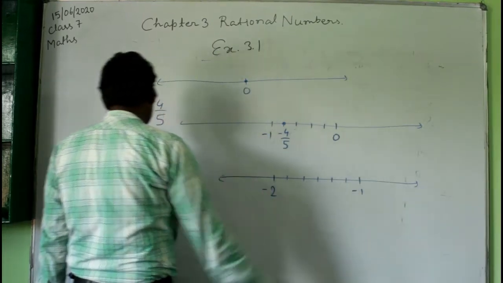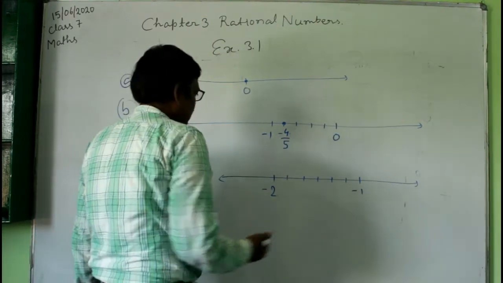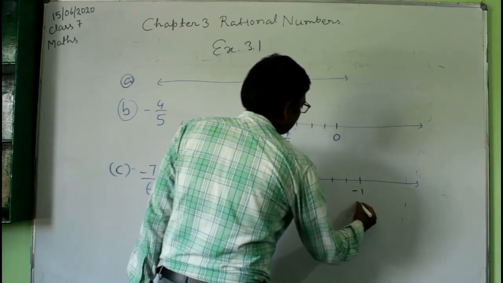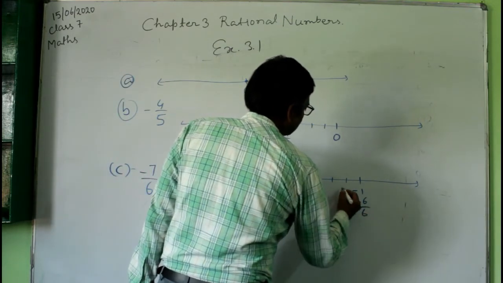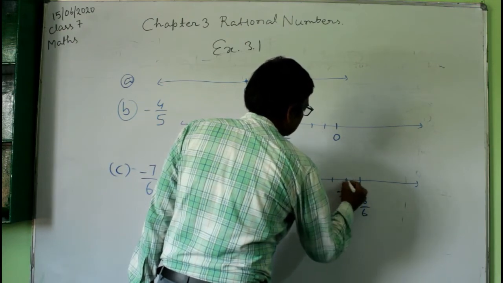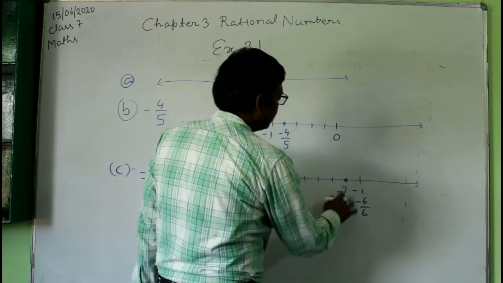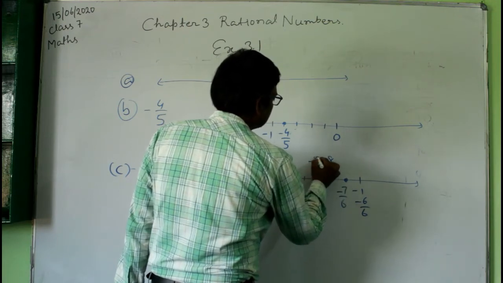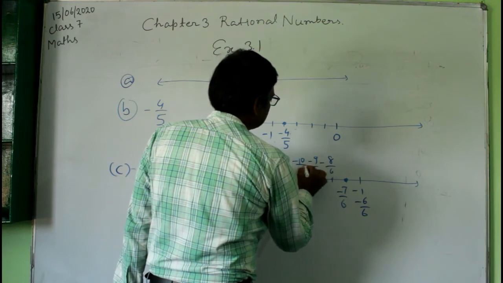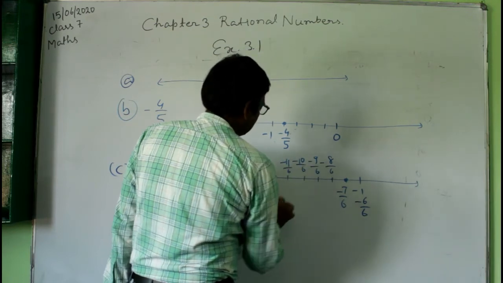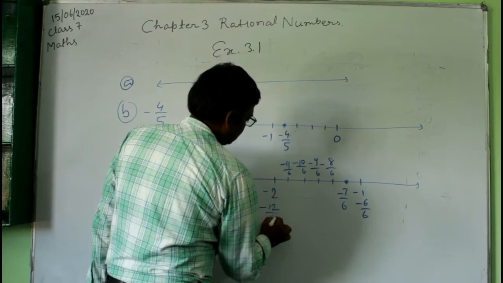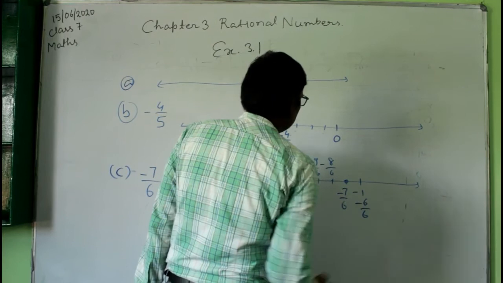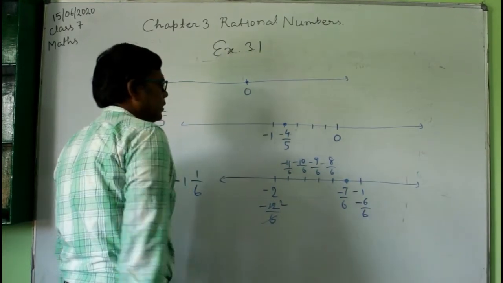Now here this will be minus 6 by 6, and this will be minus 7 by 6. So this is the required point here, minus 7 by 6, and this will be minus 8 by 6, then minus 9 by 6, then minus 10 by 6 and minus 11 by 6 and this is minus 12 by 6. Now see that it is minus 2 here. So in this way this is the required location of the number minus 7 by 6.